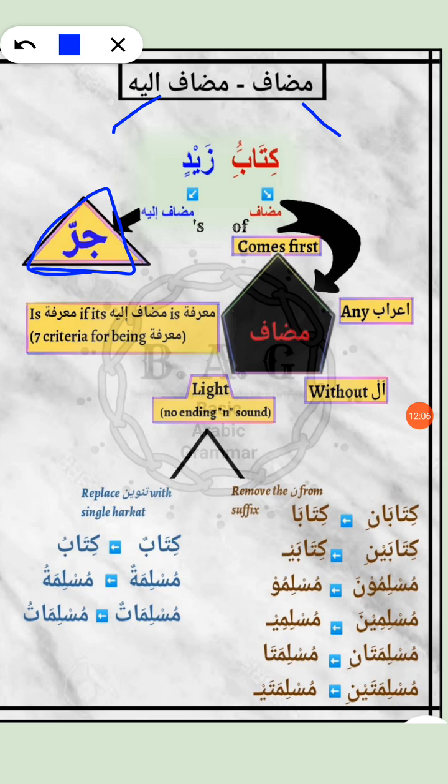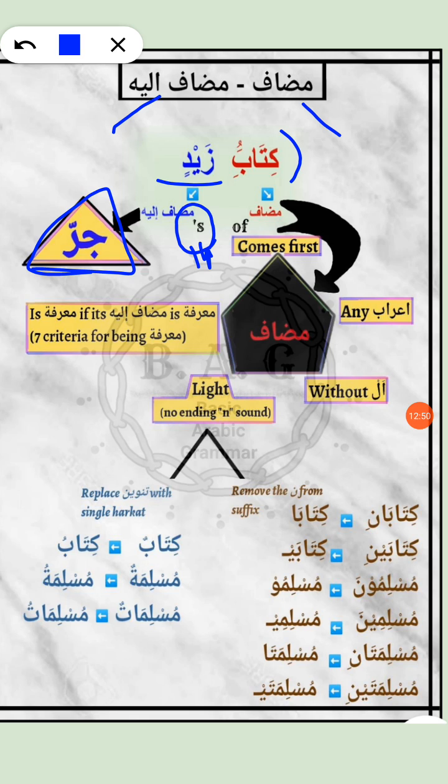And our second reason is that it is a mudaf ilayh, the possessor of something. The example here is kitabu zaidin, and as you can see, I have mentioned it here. This little apostrophe s is telling you, just as in English, that the possessor is the one that has this apostrophe s. Similarly, the ism that is in jar is going to be a musaf ilayh, and this is similar to having an apostrophe s.